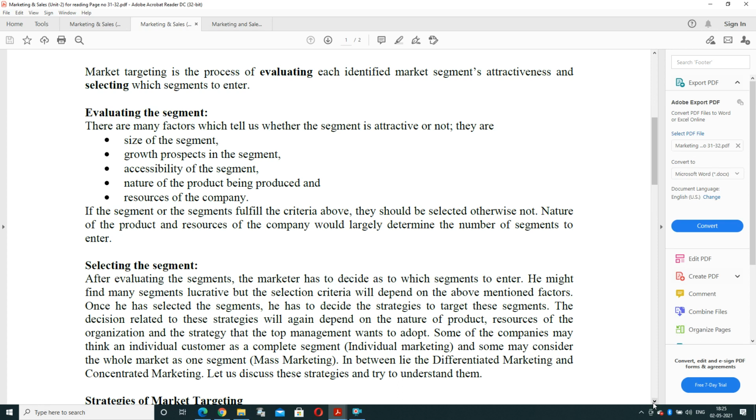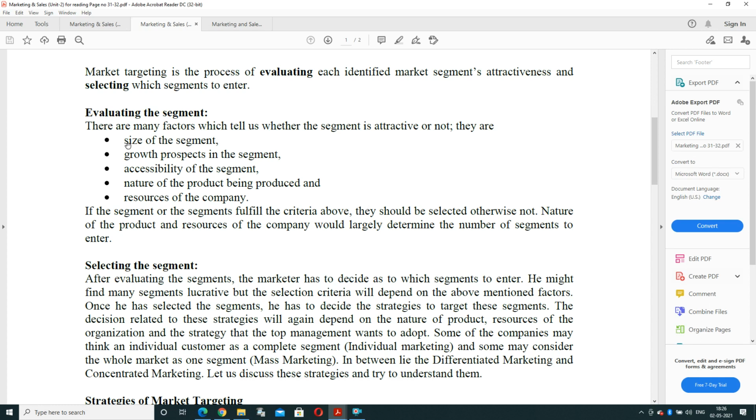Firstly, the company will take reports from different salespersons. They will give the report on how to enter a segment, and after all, they will decide which segment is best. So, targeting will depend on two steps. First one is evaluating the segment. Second one is selecting the segment. There are many factors on the basis of which a company can evaluate whether it is attractive or not, suitable or not, feasible or not.